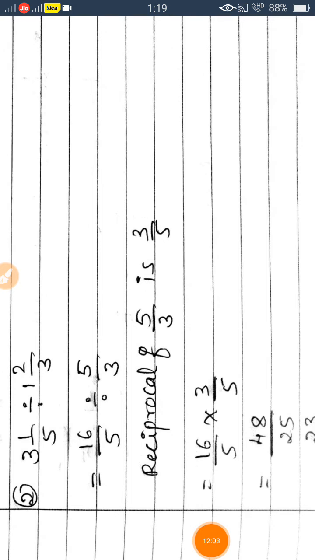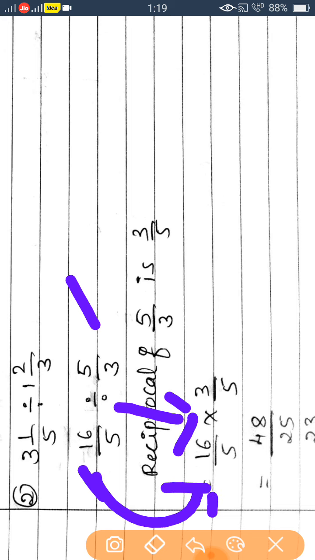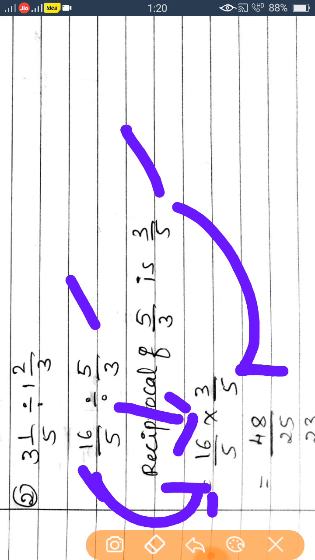See the second: 3 and 1 by 5 divided by 1 and 2 by 3. Here both are mixed fractions. First convert them to improper fractions. It gives 16 by 5 and 5 by 3, with the division sign. If it is division, we must convert to multiplication. So keep the first fraction as it is. Change the second fraction 5 by 3 by taking its reciprocal, which is 3 by 5. Write 3 by 5 with the multiplication.